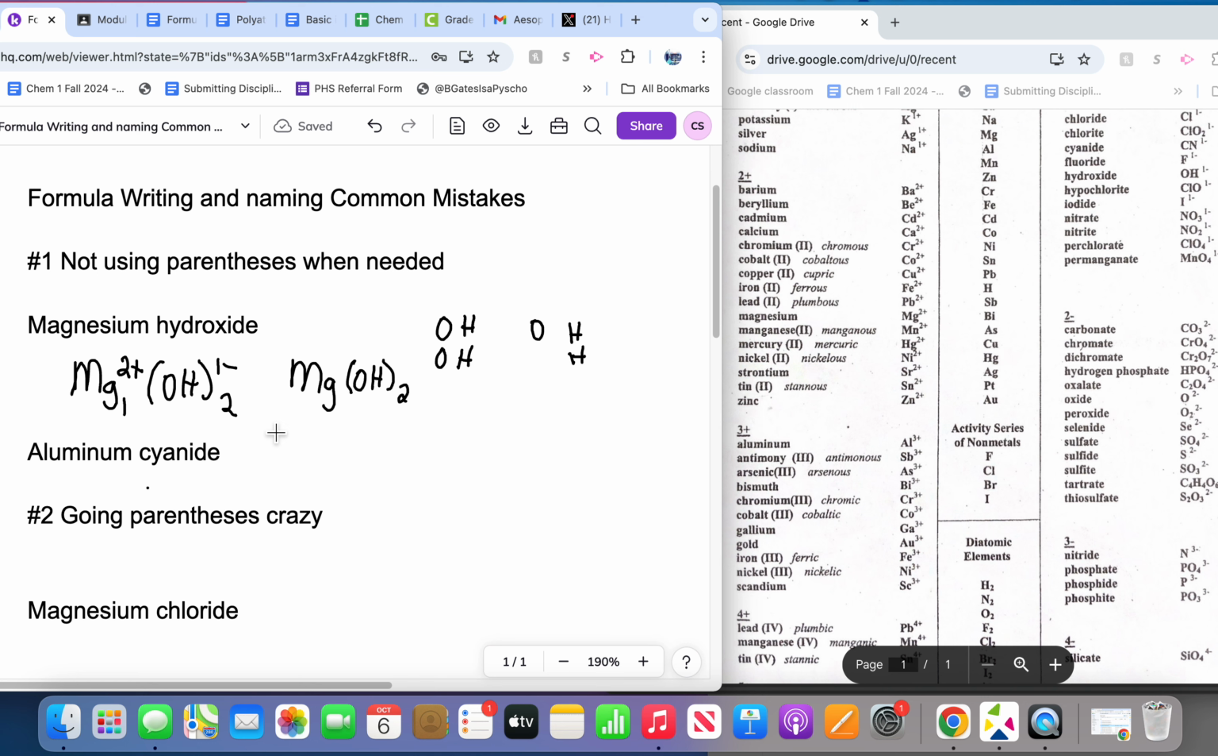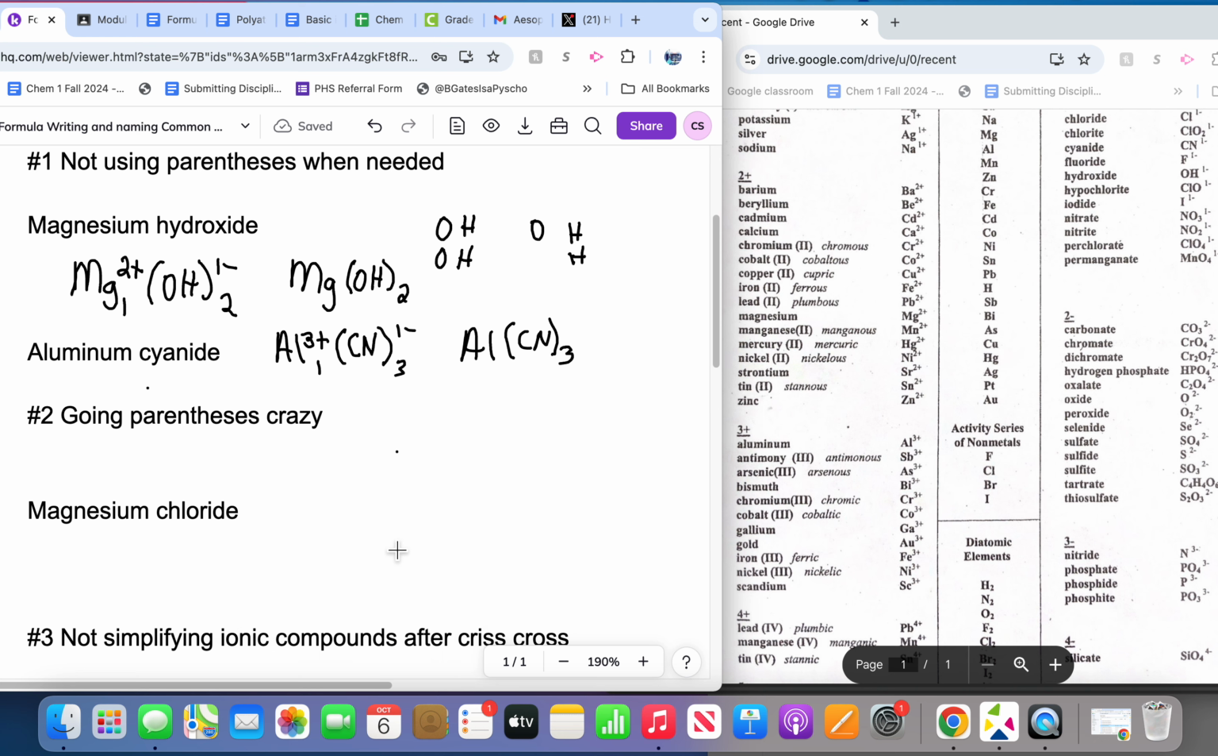All right, so you would look up aluminum and it's Al 3 plus. You look up cyanide, it's a polyatomic, so I'm going to put it in parentheses. CN 1 minus. You crisscross, and then you're going to rewrite. Of course you don't write ones. But the CN has to be in parentheses because the number on the outside is bigger than 1. You have to keep them. For some reason, when people see that the number on the end of the polyatomic is just 1, they tend to forget the parentheses.